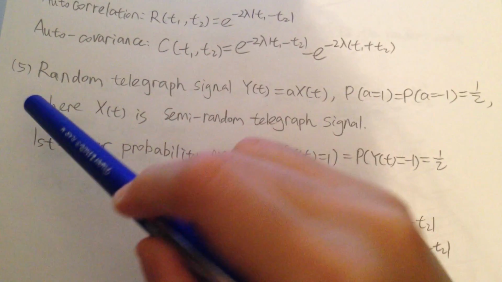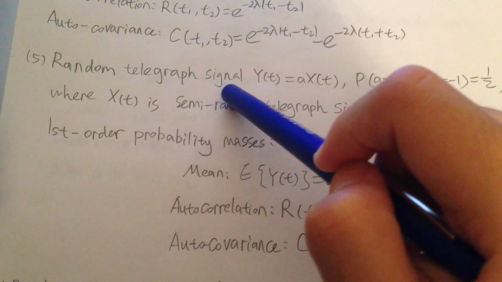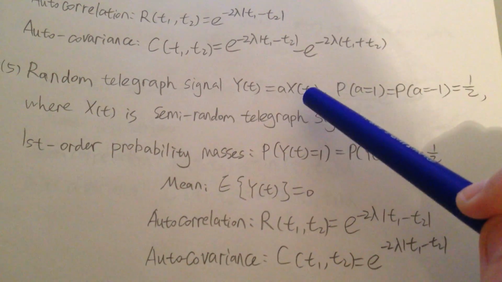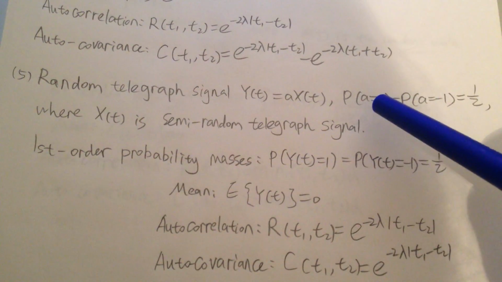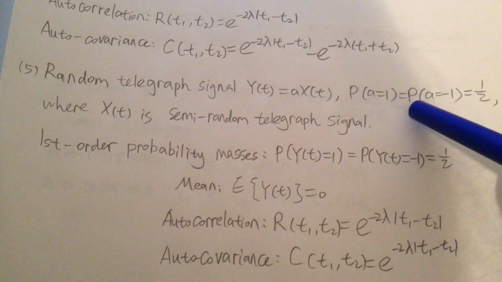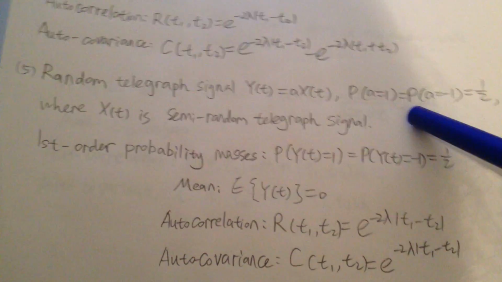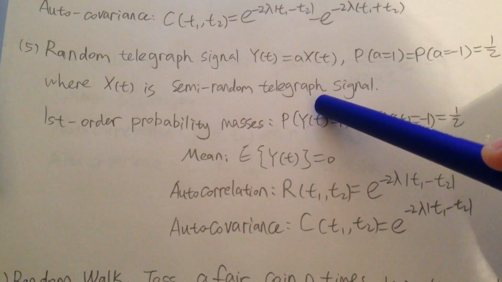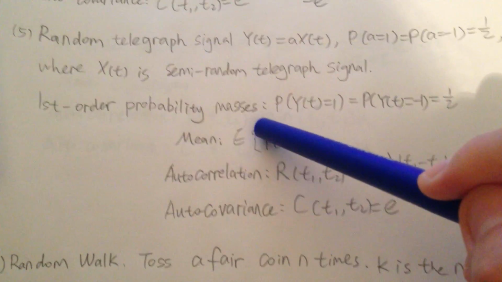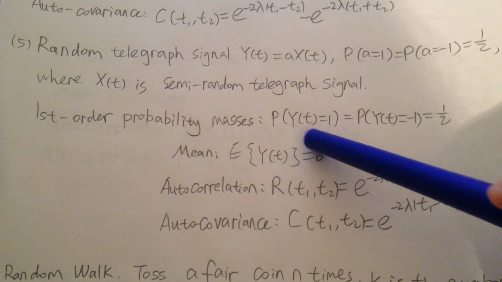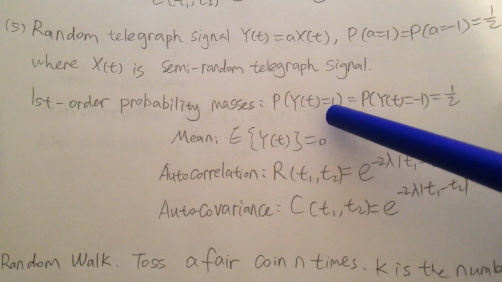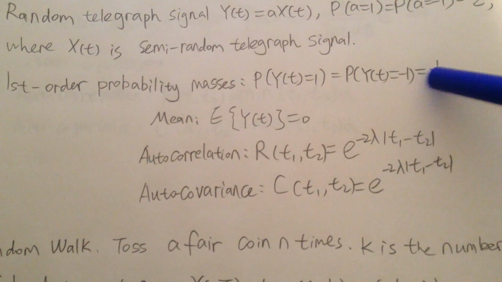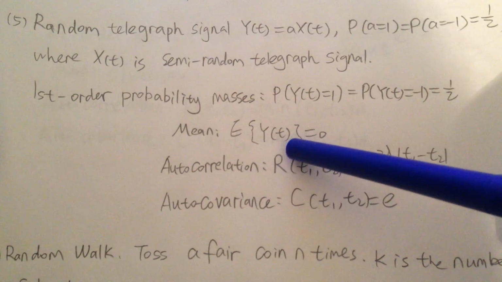And for the fifth process, we need to look at the random telegraph signal. Here Y(t) equals A times X(t), and the probability of A equals 1 equals the probability of A equals minus 1, both being a half, where X(t) is a semi-random telegraph signal. The first order probability of the random telegraph signal process is that the probability of Y(t) equals 1 equals the probability of Y(t) equals minus 1, which is a half, and the mean of this process is 0.